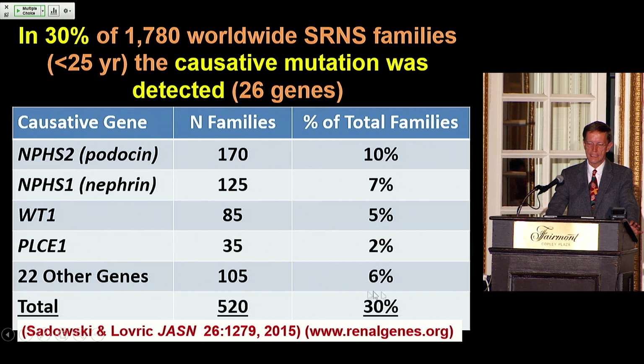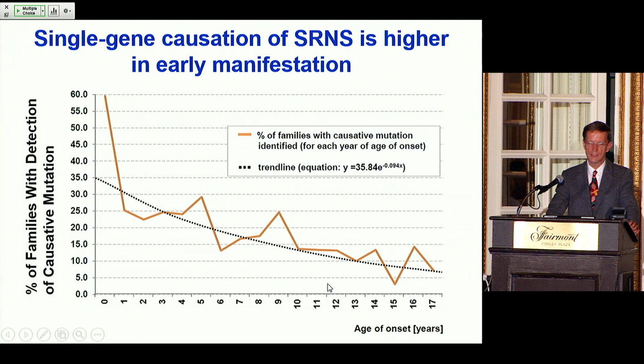So, as I said, this high percentage has to be taken with a grain of salt because it's age-dependent. If we look in this cohort at age of onset from birth to 17 years, then in infants and newborns, we can actually find a causative mutation in 60%, in toddlers in about 25%, in school children in about 15%, and in young adults in 10 to 12%.